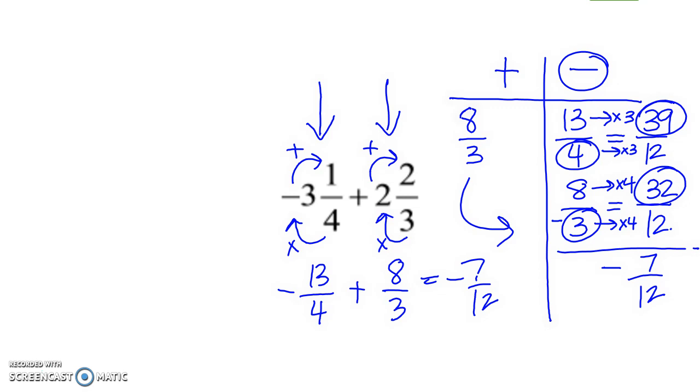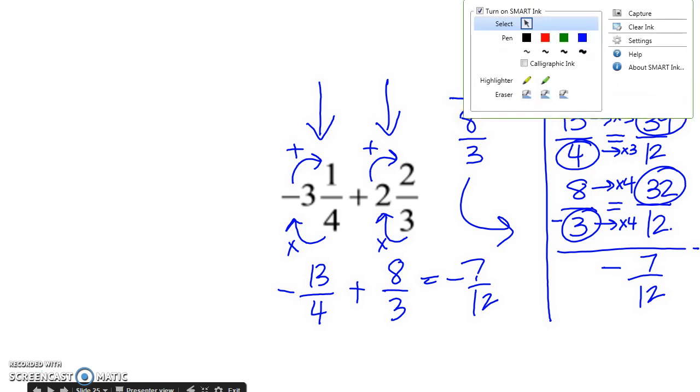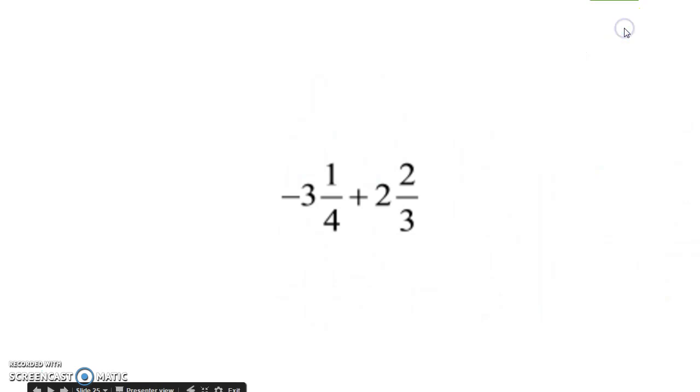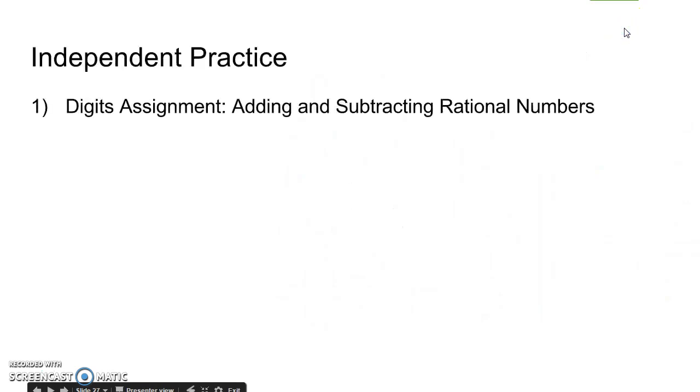Okay, so we tried one with fractions, we tried one with mixed numbers. We're going to use the T-chart for the signs like we did before. We convert to improper fractions, find a common denominator, add or subtract. Okay, at this point you should be ready to try the digits assignment that goes with this, adding and subtracting rational numbers.